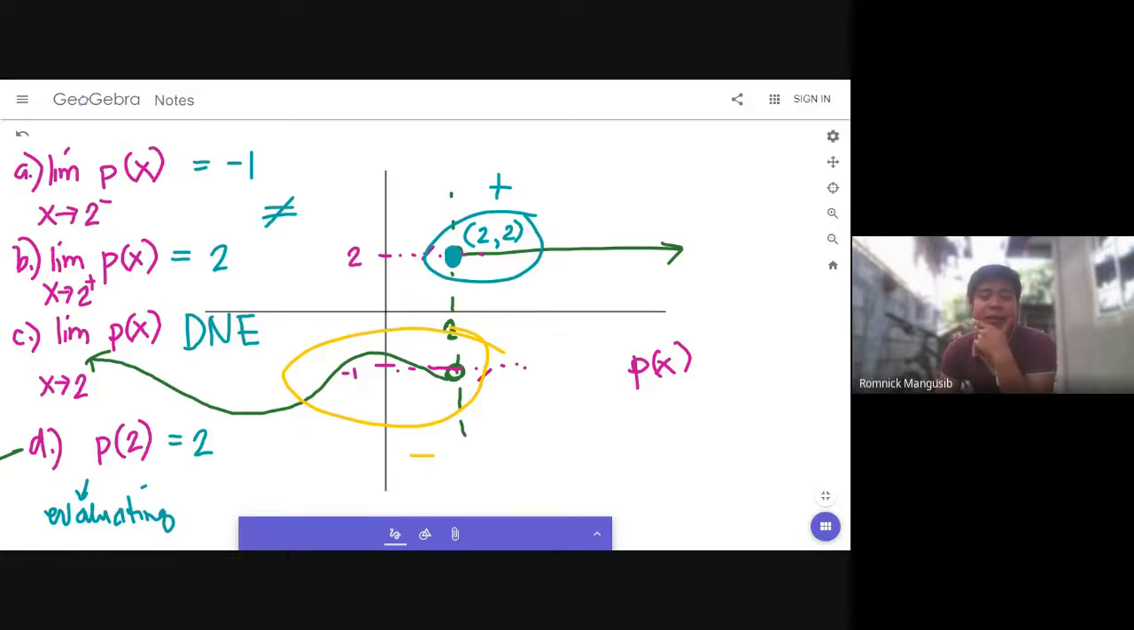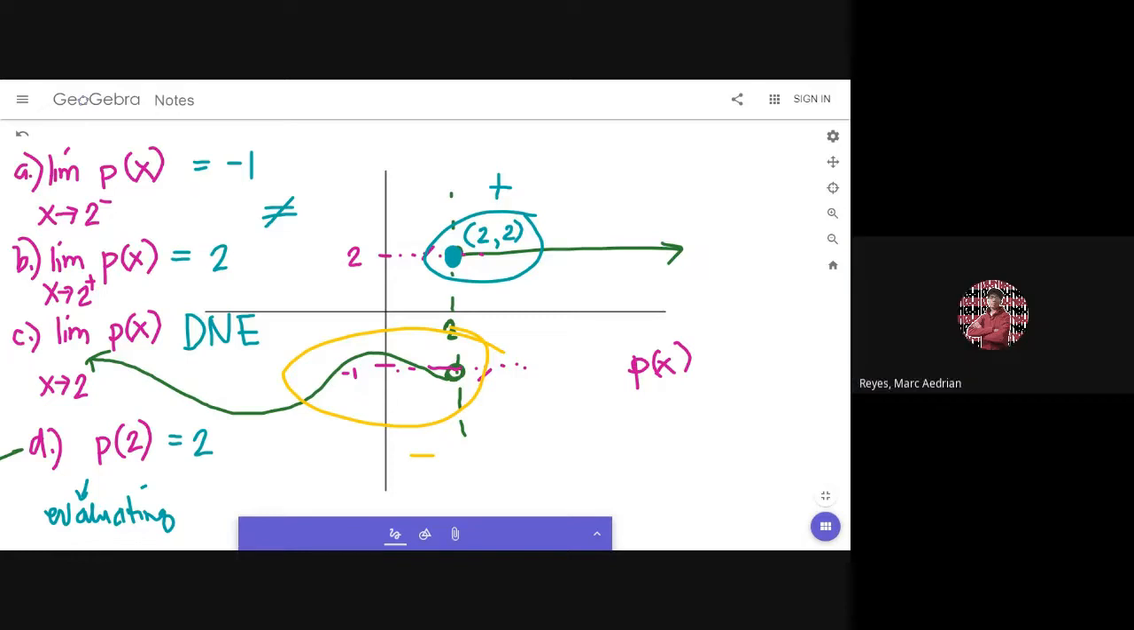So pag sinabi mo namang DNE, specifically ang sinasabi niya is hindi pareho ang behavior ng left at right. Okay? Hindi sila pareho, sabi niya. 1 goes to 2, 1 goes to negative 1, hindi sila pareho, then D and E. There's no limit. Ganun ibig sabihin. Okay? Okay. Was that answered? Mark? Yes, sir. Thank you po.